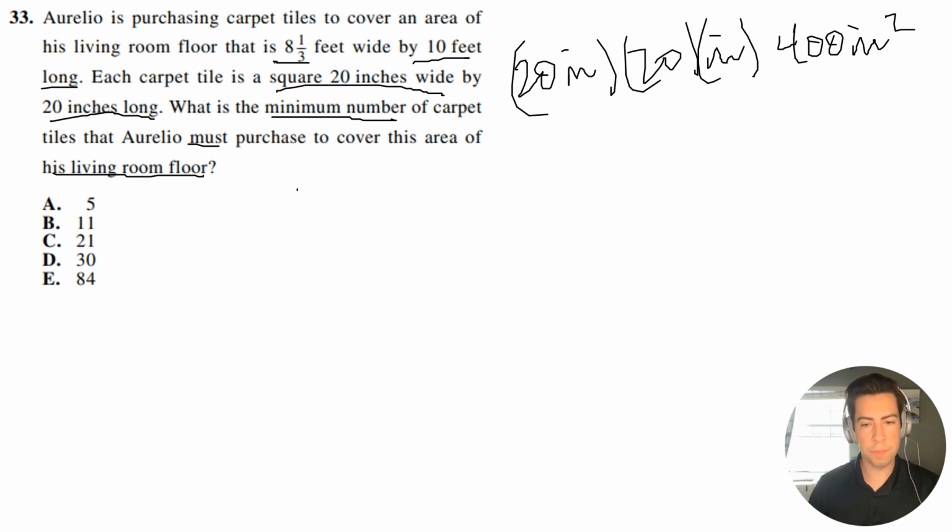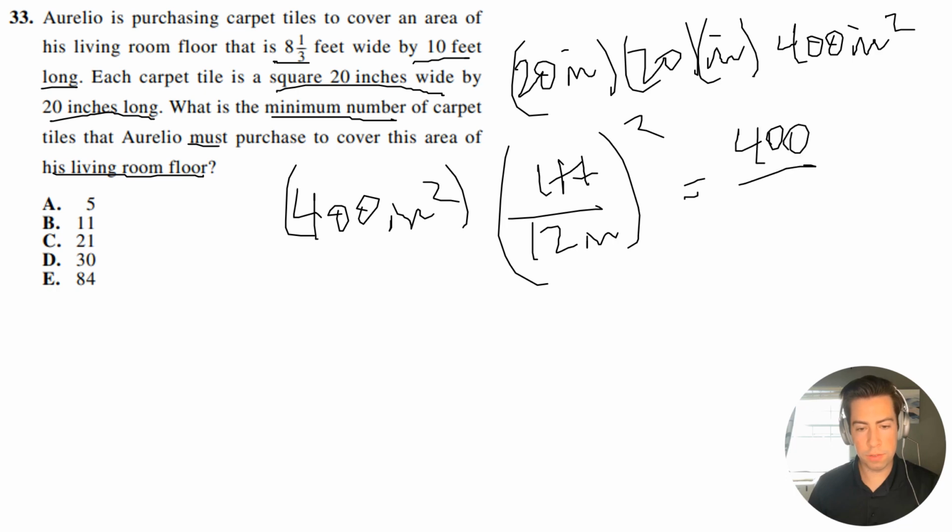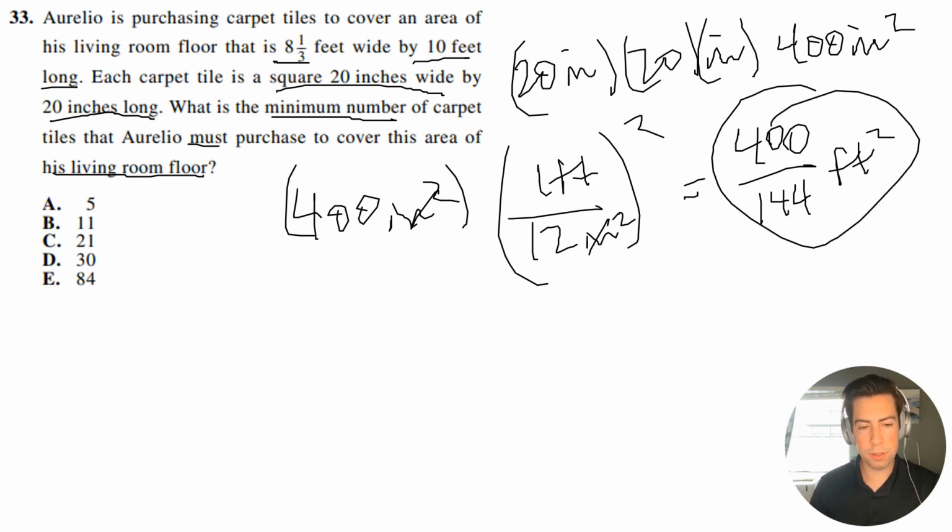All right, guys, now here's the thing. For 400 inches squared, I know that there are 12 inches in 1 foot, right? Now, I don't want just inches, I want inches squared, so I'm going to square both of these. So I'm going to end up with 400 divided by 144 feet squared. And you should see that these inches are going to cancel out once we square them, and then I'm going to be left with feet squared. So this is the total area that each of these tiles takes up.